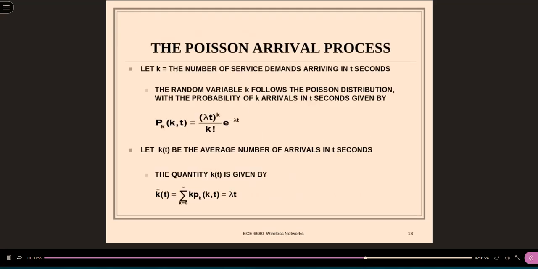So here's the formula. And if we know the quantity lambda in this formula, then for any amount of time t that we are interested in, we can compute the probability of getting k arrivals in that particular period of time t. And that gives us a complete probabilistic distribution of the service demand at that particular node, at that particular hotspot.